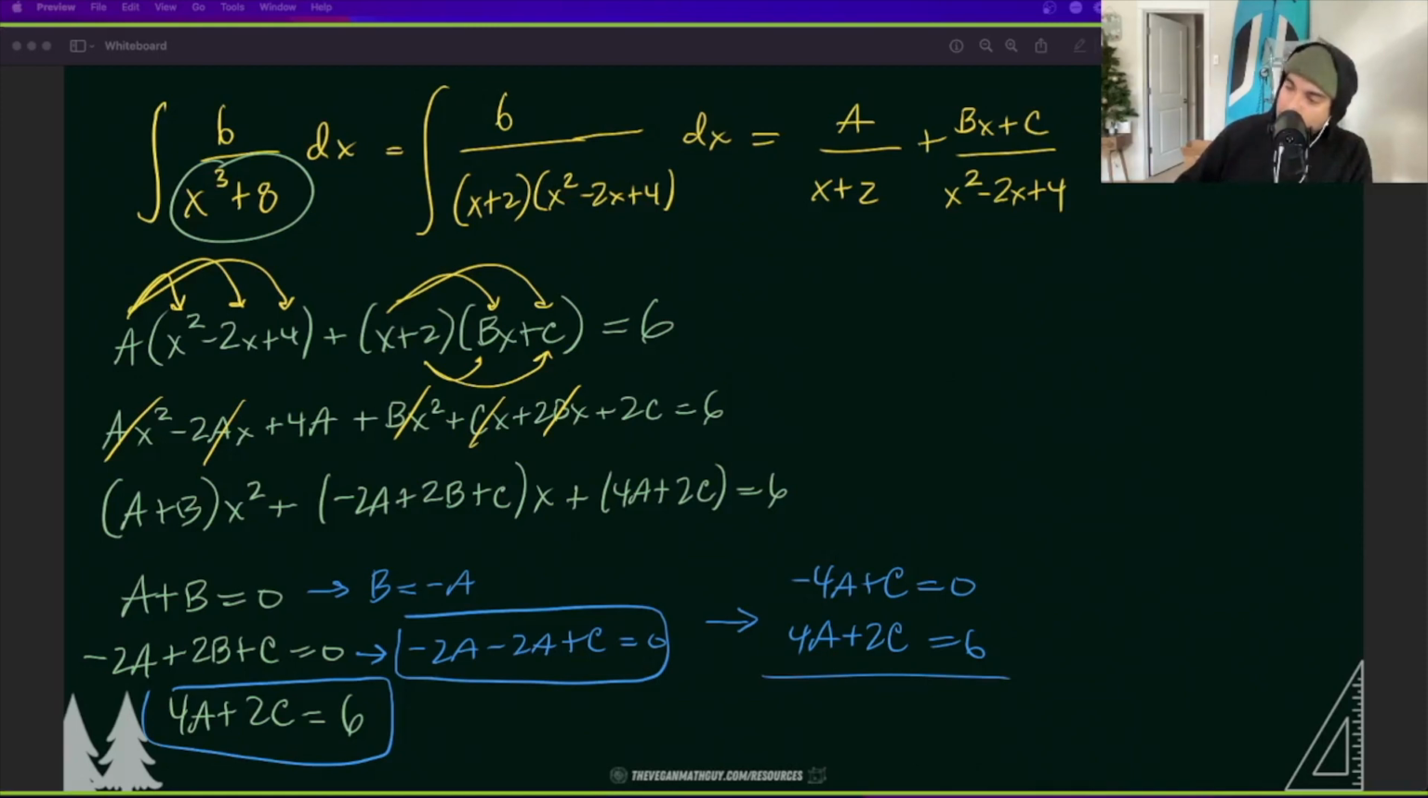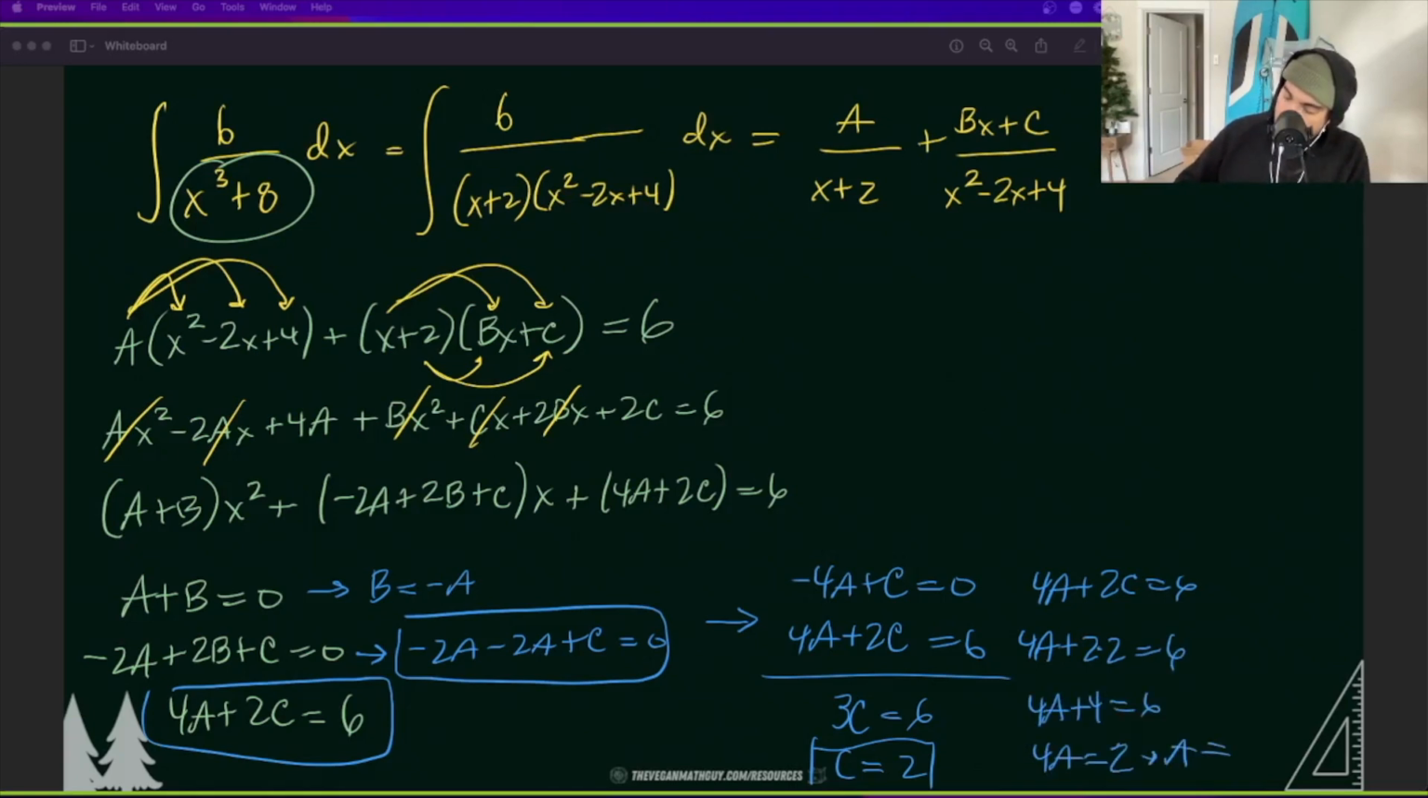Nice. We can go ahead and use systems here and get 3c is equal to 6. So c is equal to 2. And I'm going to use the 4a plus 2c is equal to 6 to solve for my a. So a is 1/2. And then that tells me by default that b is going to equal negative 1/2. All right, let's go ahead and make some space on the blackboard.